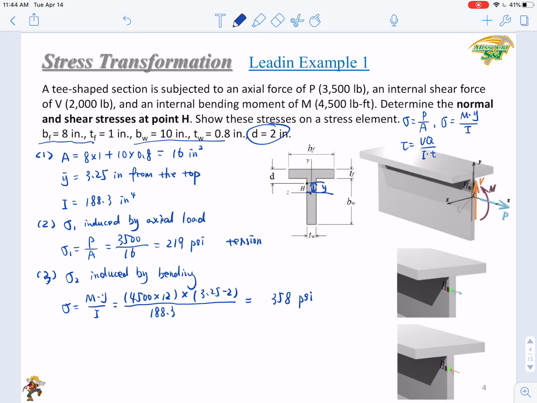Is this in compression or tension? Positive or negative? So we need to examine the direction of the M. Look at the M. Is the M positive or negative? Obviously, the M shown here is a positive bending moment, right? Meaning that at any point above the neutral axis going through the centroid, your normal stress is negative, in compression. So here we need to add a negative sign to this value, since this is in compression.